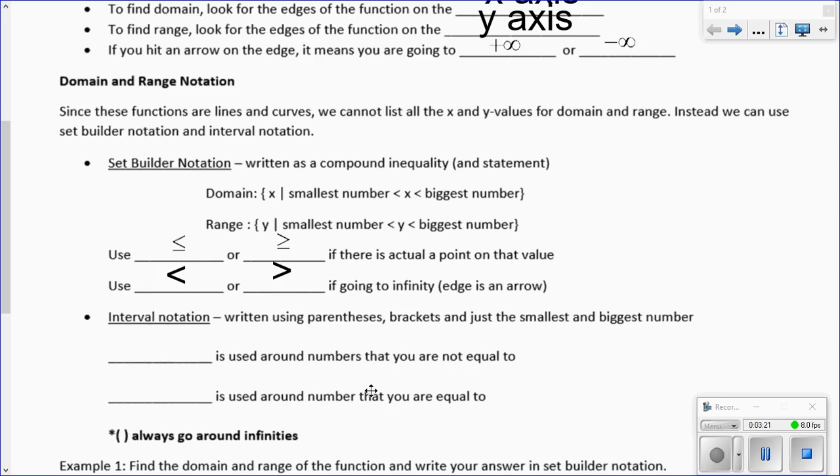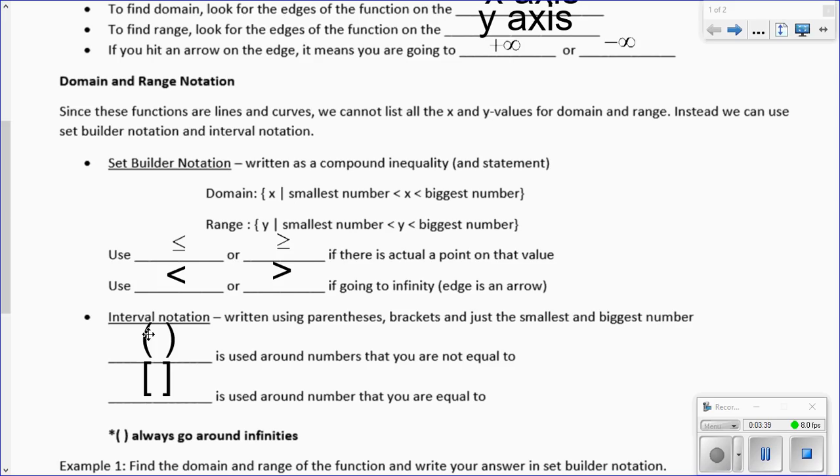Okay? Interval notation will not be on your SOL, but set builder will, so you need to know that for sure. But you need to also know interval for your tests. So we use parentheses around numbers that we are not equal to. So infinities, open circles, that kind of stuff.